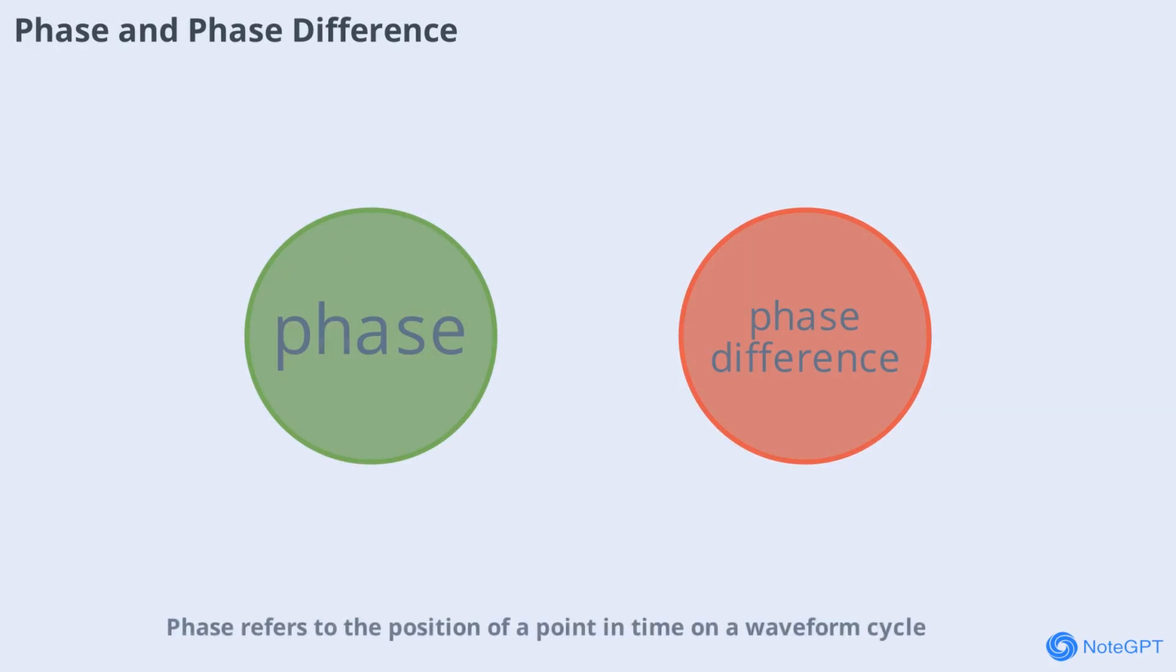Phase refers to the position of a point in time on a waveform cycle. When comparing two AC signals, the phase difference tells us how much one wave leads or lags behind another. This concept is crucial in AC circuits, especially when dealing with multiple sources or loads. Phase differences can affect how currents and voltages add up, impacting the overall performance of electrical systems. Let's explore how phase and phase difference play a role in real-world AC applications.